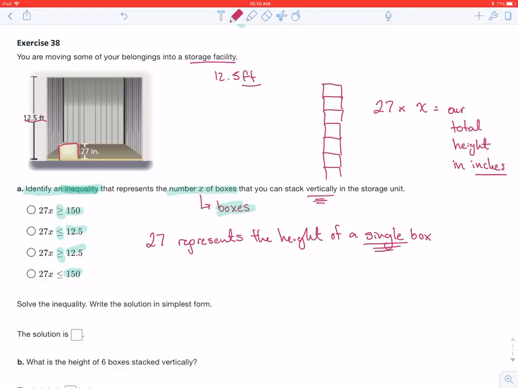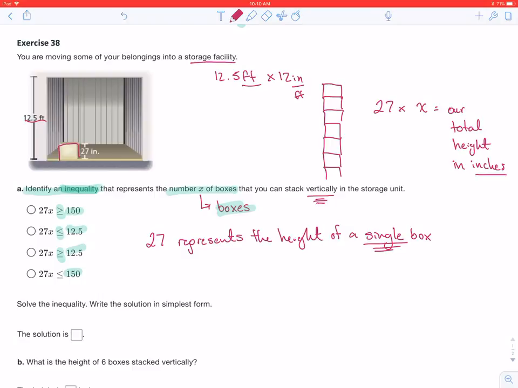And so we need to convert those feet into inches so that we can have the same units. And that becomes really important when we are going to be solving for the inequality. So I'll talk a little bit more about that. But recognize that you're going to need to turn those 12.5 feet into inches by multiplying it by 12, because there are 12 inches per foot, and so that's going to give you how many inches it's going to be.